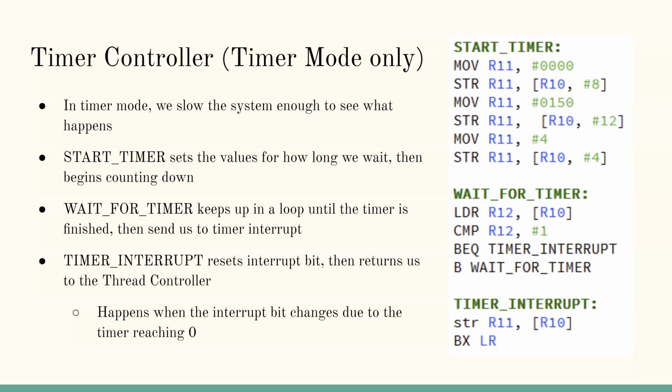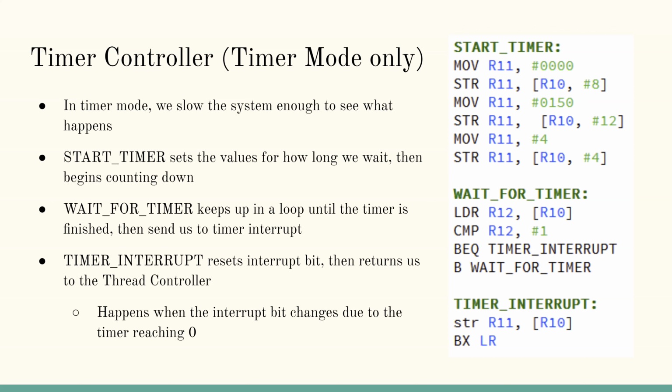It begins by using the start timer function, which, as you remember, is called after running thread 1 and thread 2. The start timer function simply sets the values for how long we want to wait. Those numbers you can change depending on how fast or slow you want the system to run. And then it begins counting down. Once we begin counting down, it moves on to the wait for timer section. The wait for timer section keeps us stuck in that loop until the timer reaches 0. Once the timer has reached 0, it uses an interrupt to break us out of the wait for timer. And as you can see there, it jumps to the timer interrupt section.